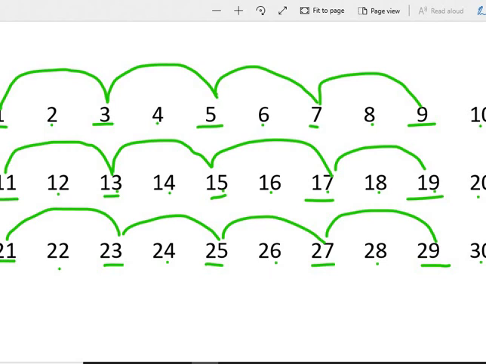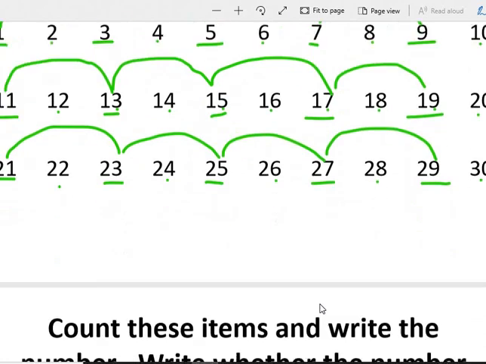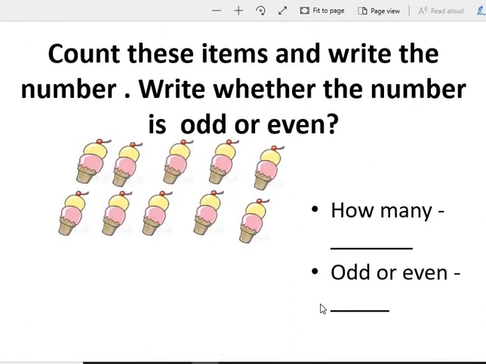If these numbers are there in ones place, then it is an even number. Similarly, for 3-digit numbers, you have to see the number in ones place. Now to make this concept a little clearer, I have given you some pictures here. What you need to do is count these items and write the number.